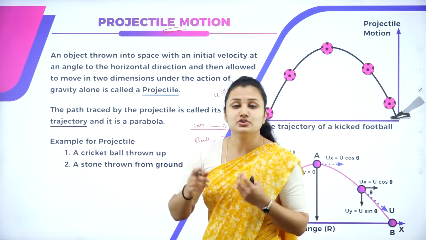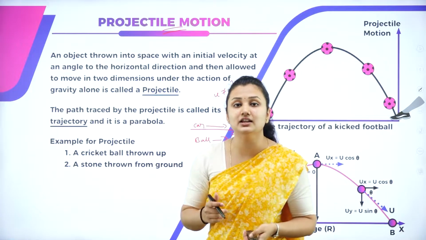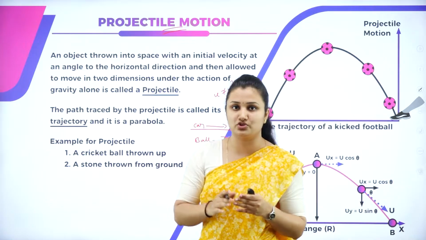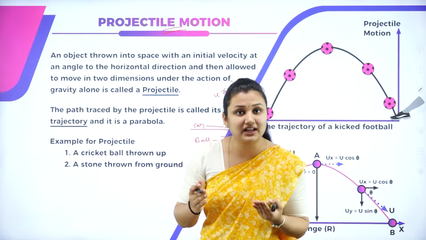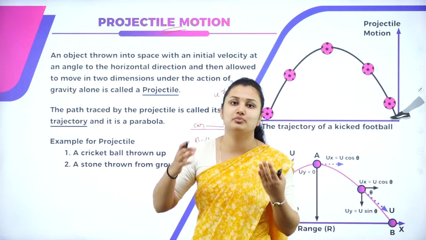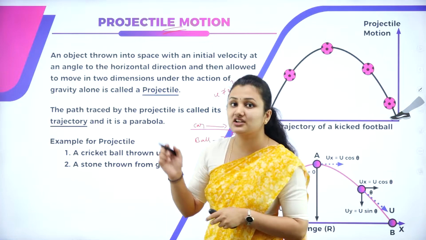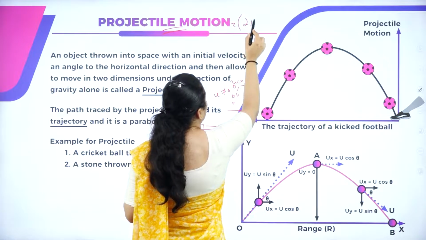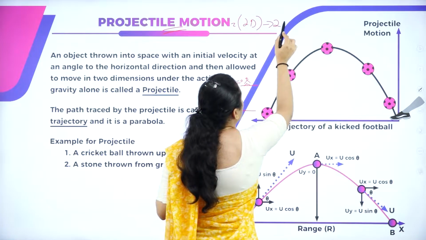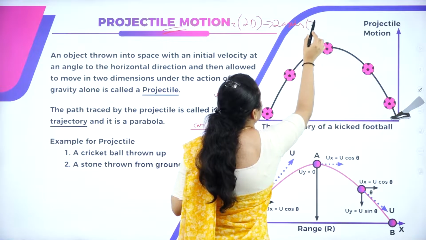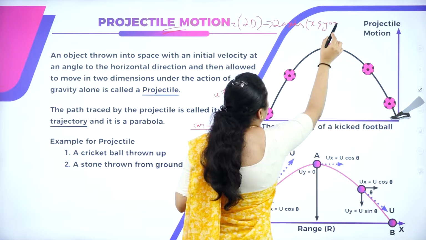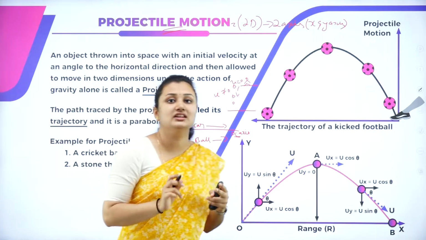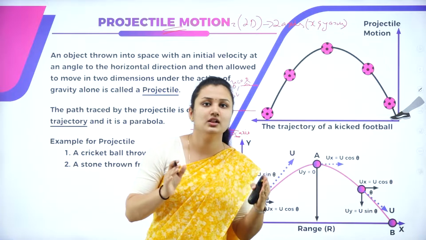So in today's session, we shall study what is projectile motion and what are the components of projectile motion. Projectile motion is nothing but motion in two dimension. That is, we need two axes, x and y axis, to describe the motion of the object. So projectile motion is the example for two-dimensional motion.